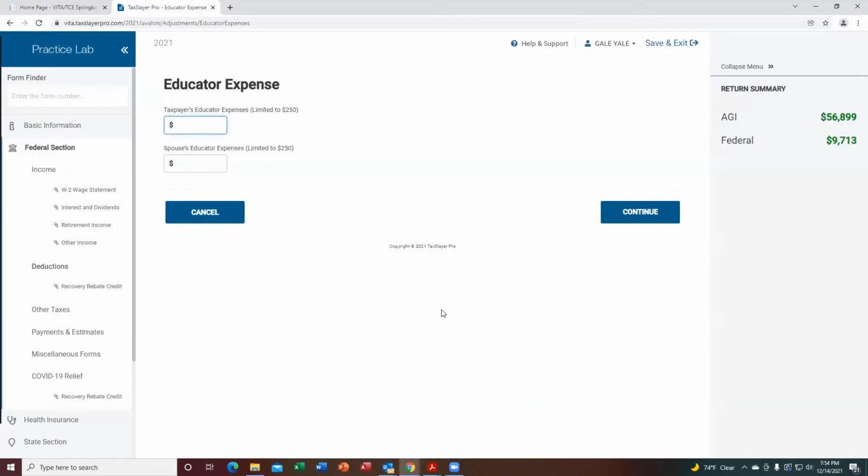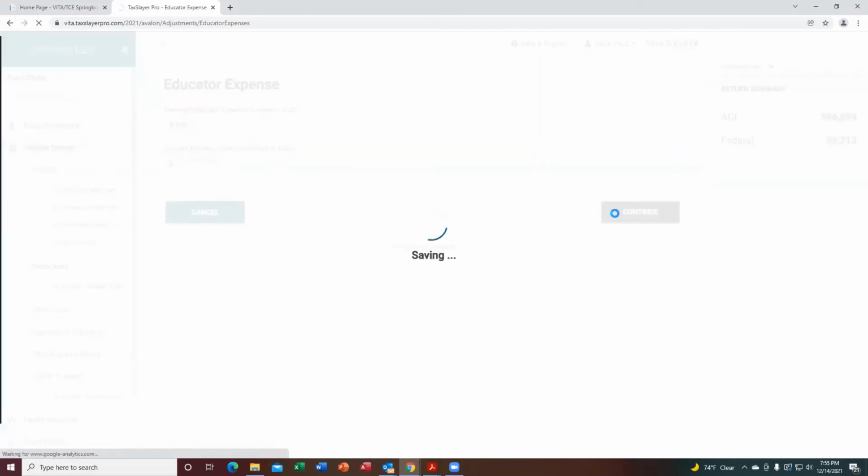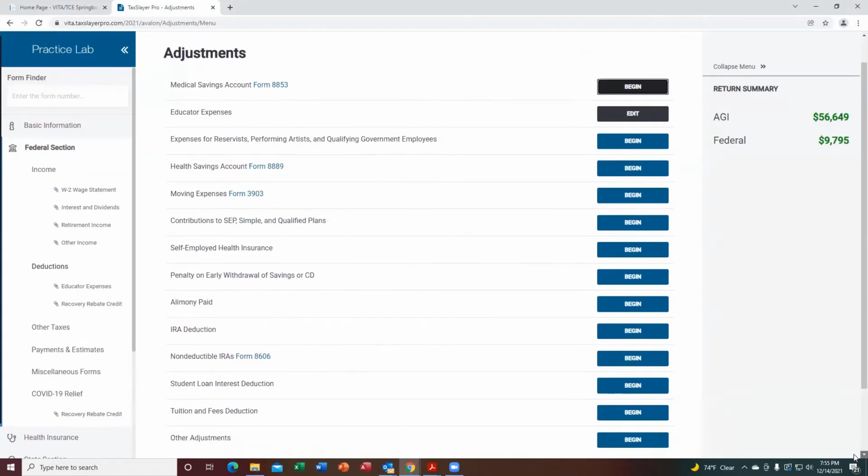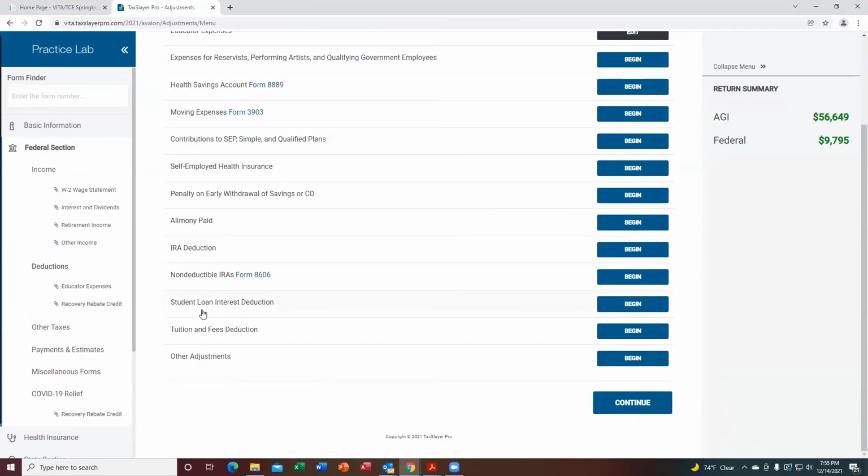So in the notes, they told us that she purchased $675.87 worth of supplies. So she's the primary taxpayer, so we'll put it at the top. So we continue. The other one is at the bottom, the student loan interest.